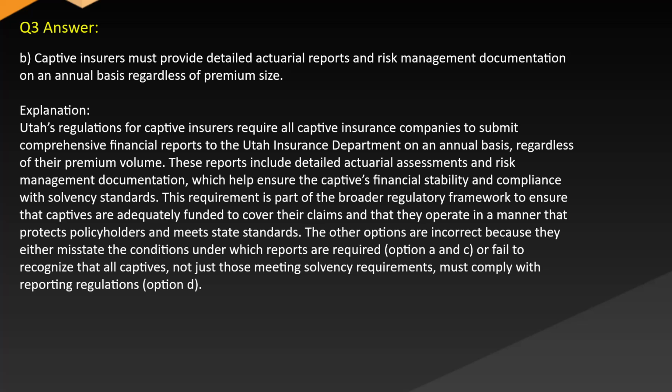These reports include detailed actuarial assessments and risk management documentation, which help ensure the captive's financial stability and compliance with solvency standards. This requirement is part of the broader regulatory framework to ensure that captives are adequately funded to cover their claims and that they operate in a manner that protects policyholders and meets state standards. The other options are incorrect because they either misstate the conditions under which reports are required, option A and C, or fail to recognize that all captives, not just those meeting solvency requirements, must comply with reporting regulations, option D.